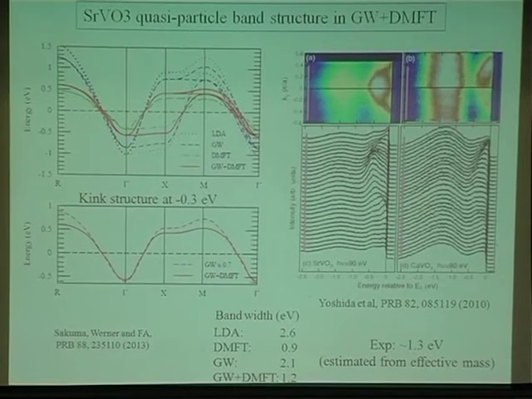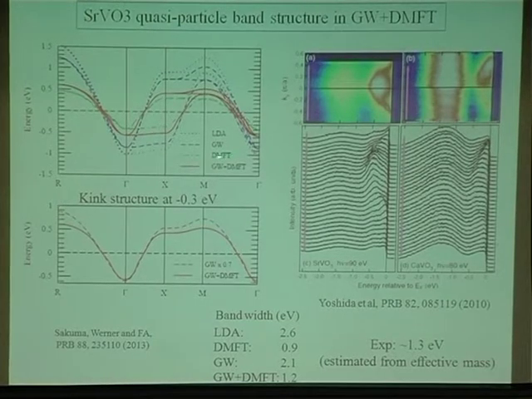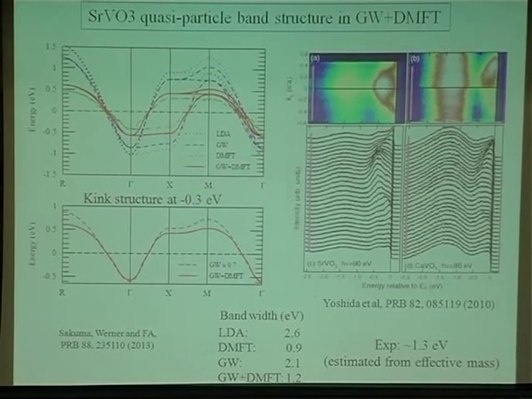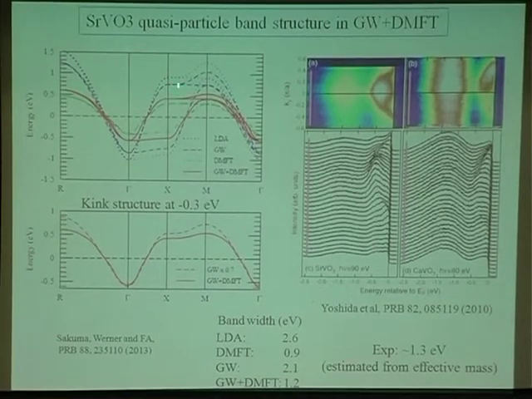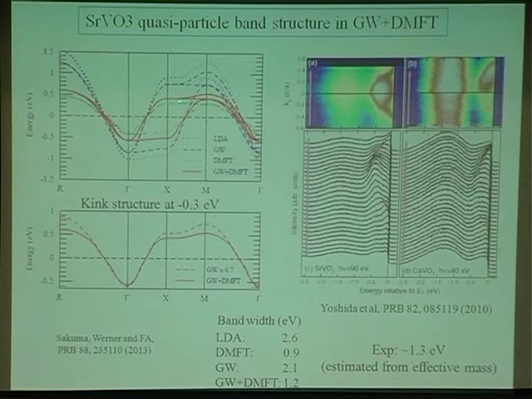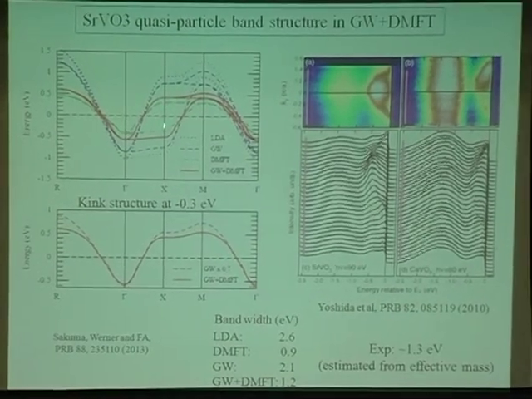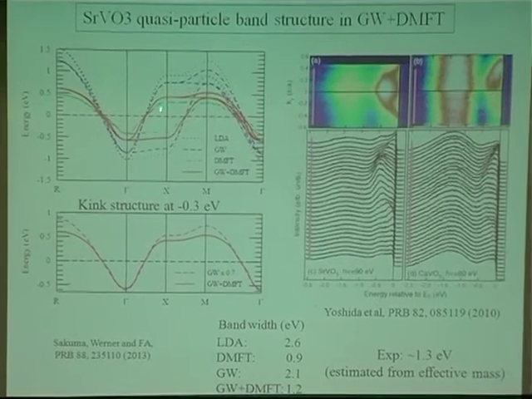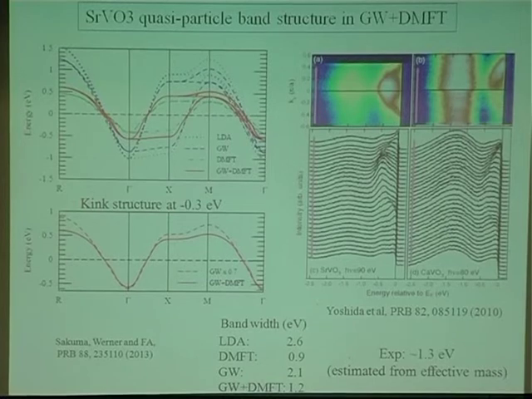And then we do just a DMFT calculation, but with a dynamic U, not with a static U. We find much more band narrowing. This is the green one. In fact, it overestimates the band narrowing if we compare with the experiment.